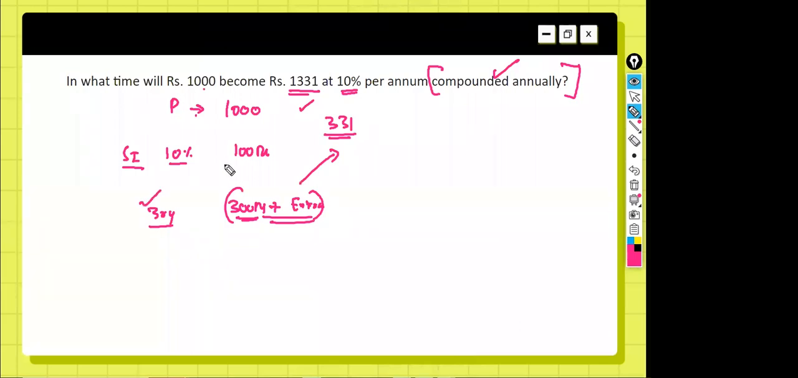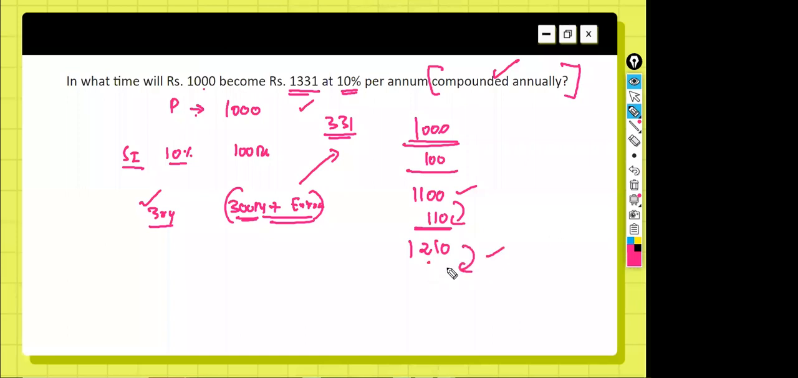Or if you wanted to calculate exactly, what is 10% of 1000? Which is 100. So 1100. What is 10% of this value? You will get 110. So you'll get 1210. What is 10% of this one? You will get 121. You will get 1331 exactly after 3 years.